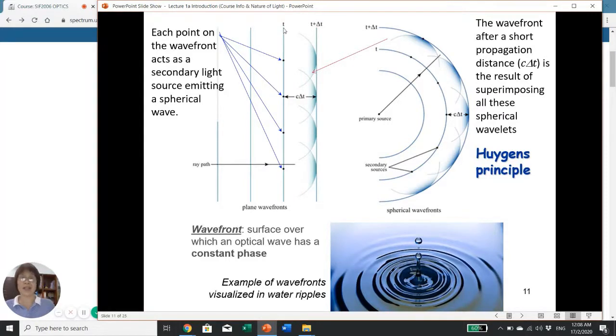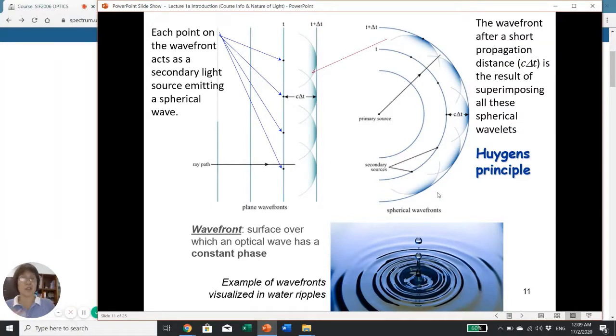On the wavefront at time t here, we take a sample of 4 points. Each point here will act as a secondary light source, and it will emit a spherical wave that will travel in all directions. At time delta t later, it will travel a distance of c multiplied by time, and by drawing a line that is a tangent to the surface of all these spherical wavelets, we will get a new wavefront. So from there we can look at how this wavefront is propagated in time.